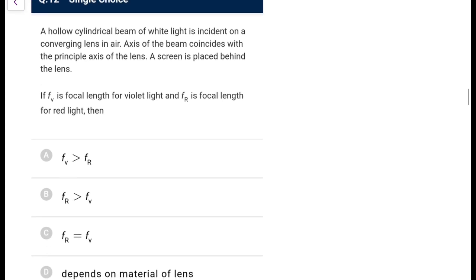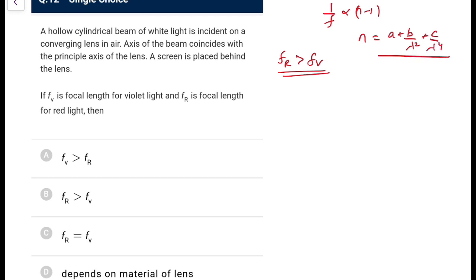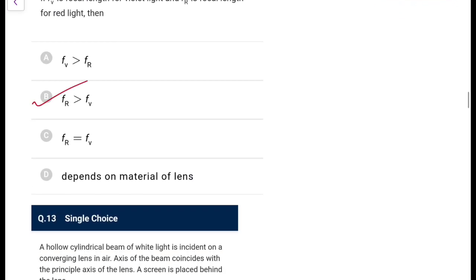Next, a hollow cylindrical beam of white light is incident on a converging lens in air. The axis of the beam coincides with the principal axis of the lens. A screen is placed behind the lens. If FV is the focal length for violet light and FR is the focal length for red light, you definitely know FR is greater than FV, because 1 by F is proportional to n minus 1, and n as per Cauchy's formula is something like A plus B by lambda square plus C by lambda to the power 4. So greater the lambda, lesser the n, which means greater the focal length. So red has the maximum focal length, violet is the least one. You all know this. Go for option B.